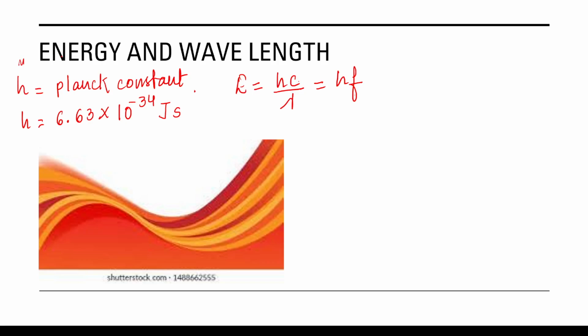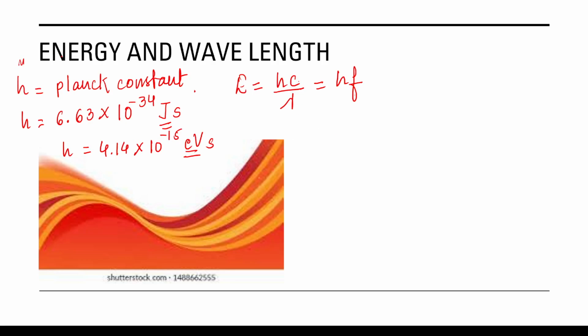And in terms of electron volts, h is 4.14 times 10 to the power minus 15 electron volt seconds. The electron volt is another unit of energy. You don't need to know that right now. I'm going to explain where it comes from, but as of now, just the values.